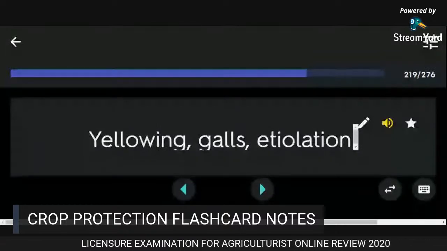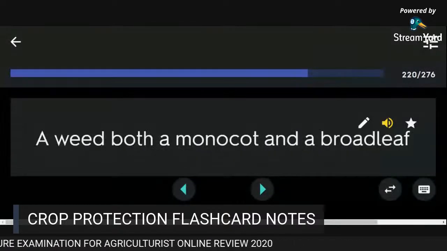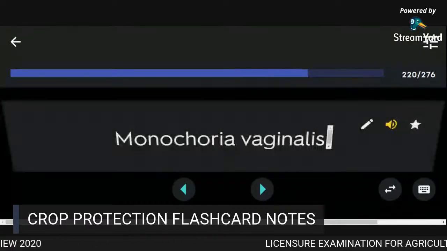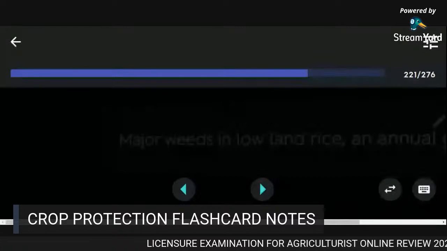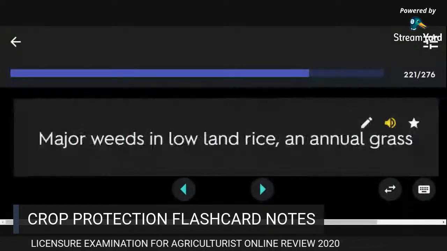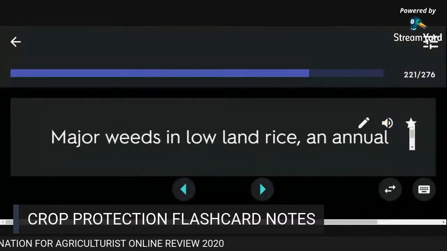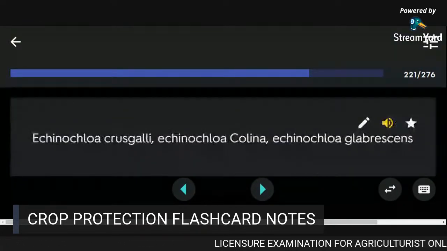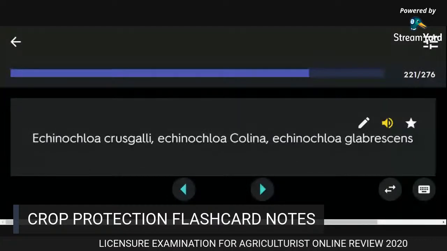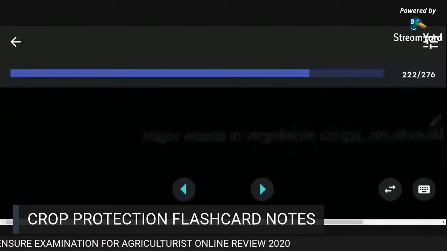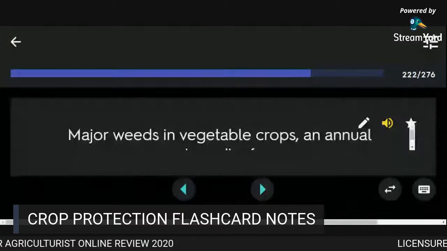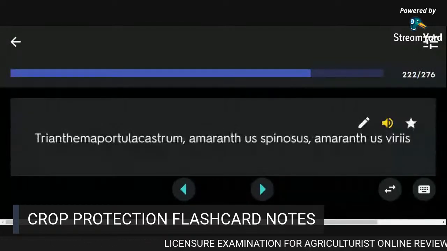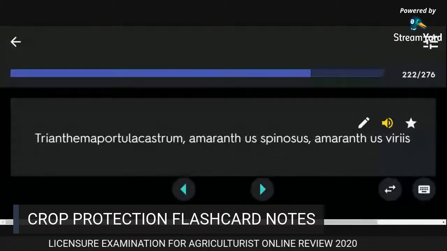A weed that is both a monocot and a broadleaf: Monochoria vaginalis. Major weeds in lowland rice and annual grass: Echinochloa crus-galli, Echinochloa colona, Echinochloa glabrescens. Major weeds in vegetable crops and annual broadleaf: Trianthema portulacastrum, Amaranthus spinosus, Amaranthus viridis.